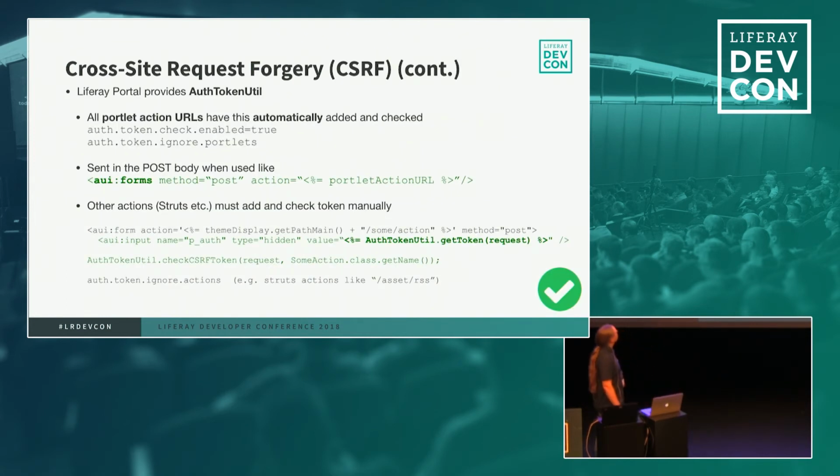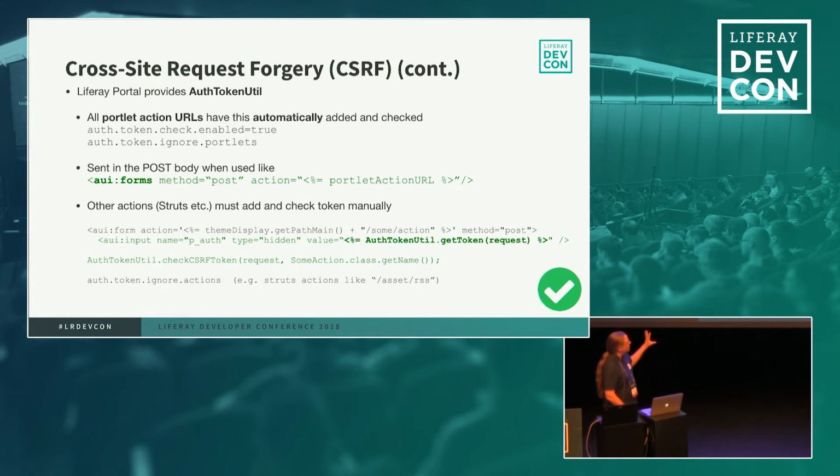So in Liferay, we provide a utility, AuthTokenUtil, to get the current session token and also check it. But also, when you create portlet action URLs, we automatically add the token to that URL. So I'm going against what I just said. It's added to the URL. Not good practice. However, if you then use the AUI form tag with method post and use that generated URL on it, then AUI will move that token from the request parameter to the request body. So you don't have that vulnerability in your code.